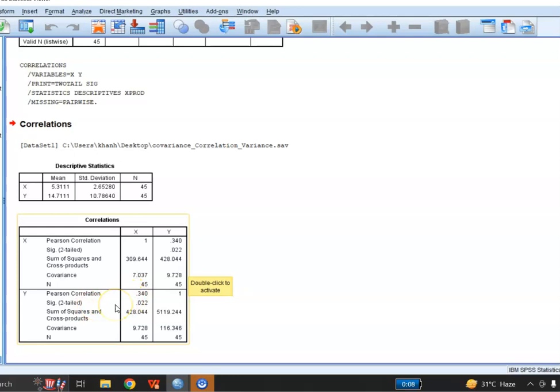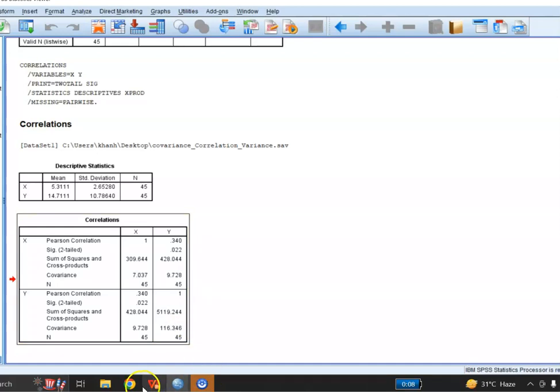Similarly, in the bottom part of this table, again, this is the same as here. This is the correlation coefficient between y and x, or x and y, and it is again the p value like here. This is exactly the same, and this is the covariance between x and y. This is 9.728, and this is the same, which is between x and y. And the covariance of x and x, that is the variance of x, was 7.037, and here the covariance of y and x is 9.728, but the variance of the y variable is 116.346. So this is how we compute variance, standard deviation, Pearson correlation coefficient, and covariance and variance of x and variance of y.